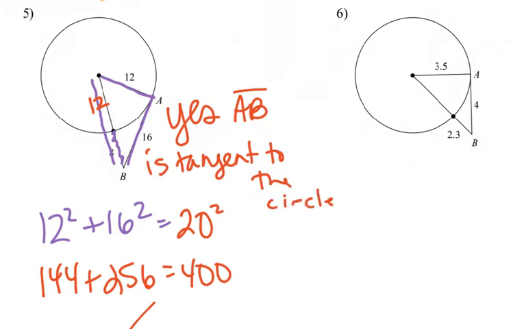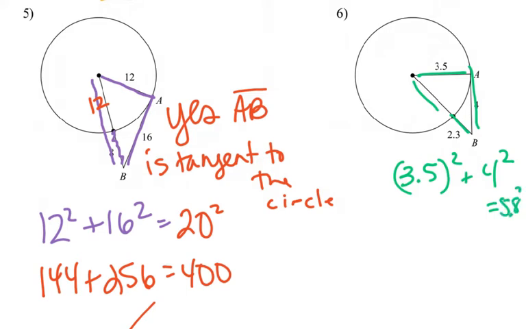Okay, number 6. We've got a leg squared, so leg squared plus the other leg squared. And is that equal to 3.5 plus 2.3 is 5.8? And so you can just get your calculator and see if that's true. Okay, so if you do this on your calculator, you find out that it is not true. So no, AB is not tangent.